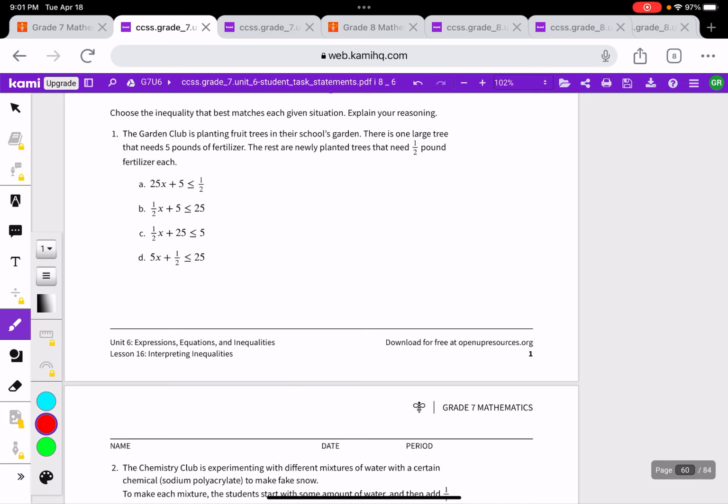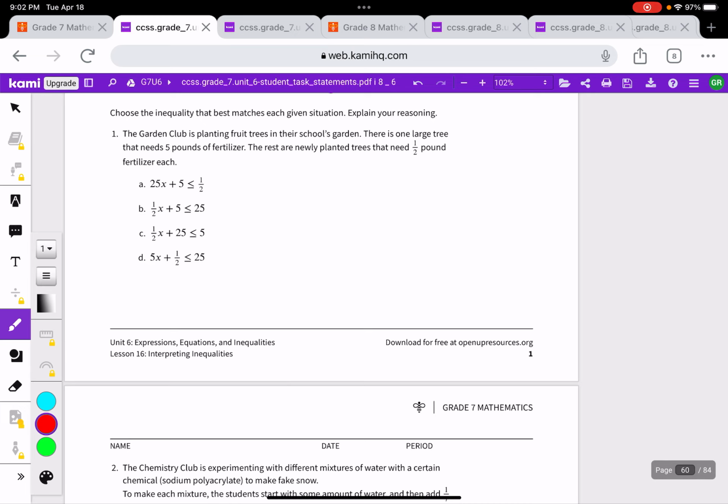So number 1 says the garden club is planting fruit trees in their school's garden. There's one large tree that needs 5 pounds of fertilizer. The rest are newly planted trees that need a half a pound of fertilizer each. So the tricky part about these next 4 problems is that they're throwing out a number that we don't even know where they're getting that number from. But there's still going to be several numbers that we do know. And in just a second, we're going to have to write a question that uses the random number they threw out there.